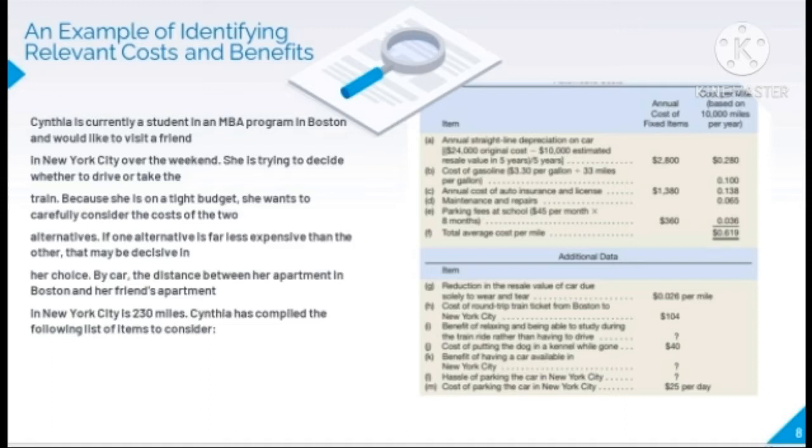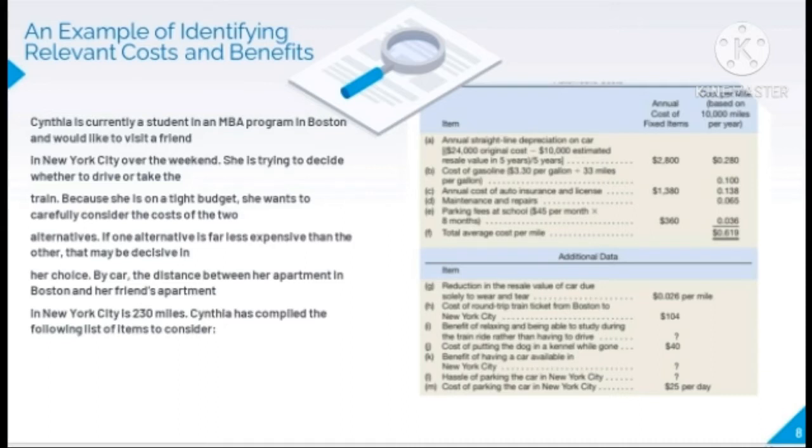The reduction in resale value of an asset through use or over time is often called real or economic depreciation. This is different from accounting depreciation, which attempts to match the sunk cost of an asset with the periods that benefit from the cost. Item H, the $104 cost of a round-trip ticket on the train, is relevant in this decision. If she drives, she would not have to buy the ticket.